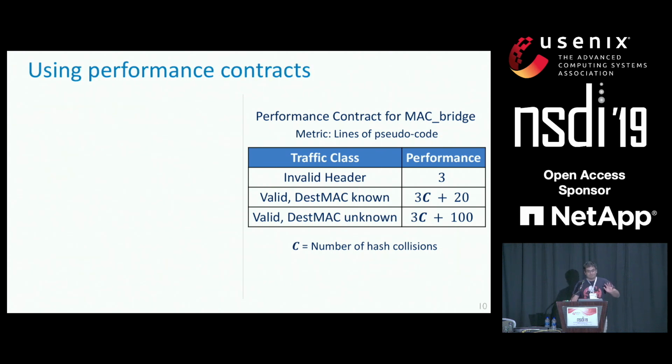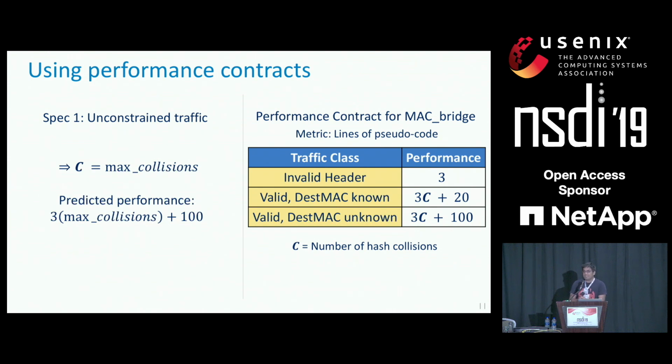So let's assume a tool generates this contract for you. But how is one supposed to use it? The idea here is that the user can query the contract with constraints that specify the properties of input workloads of interest. So let's start by looking at the broadest possible packet class, unconstrained traffic.